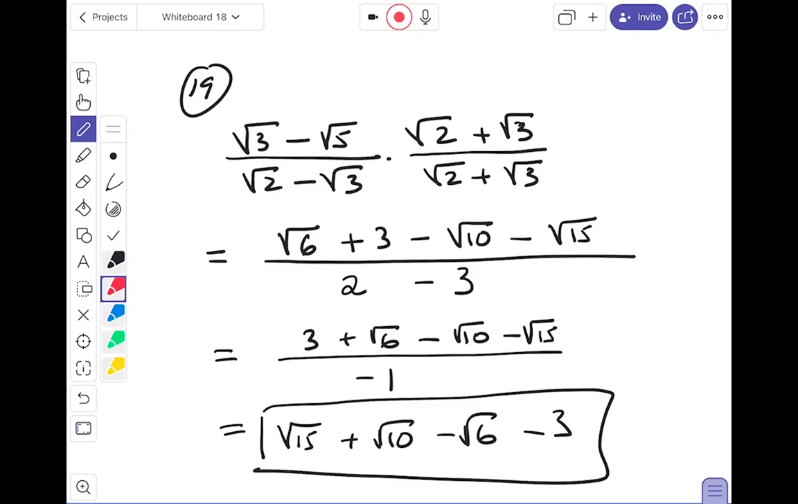Let's take a look at the answer key. See how we did. Root 10, a little different order, by the way. Root 15 minus root 6 minus 3. All right, we're done with that.